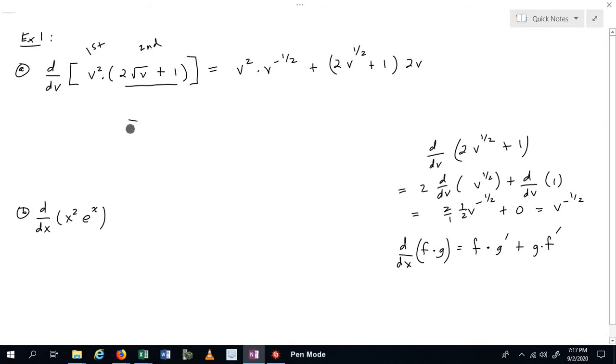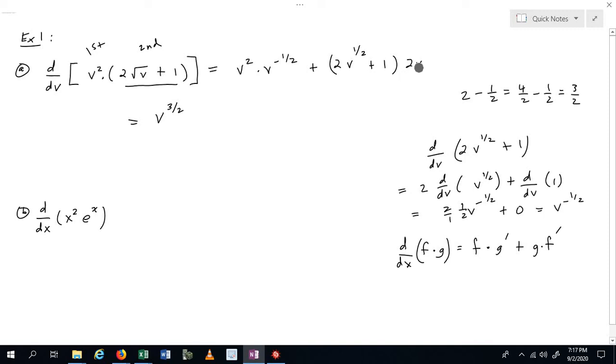And now we can just simplify it. Here you would add exponents or subtract exponents in this case. And of course you want a common denominator, so just write that as 4/2. And that leaves you with 3/2.